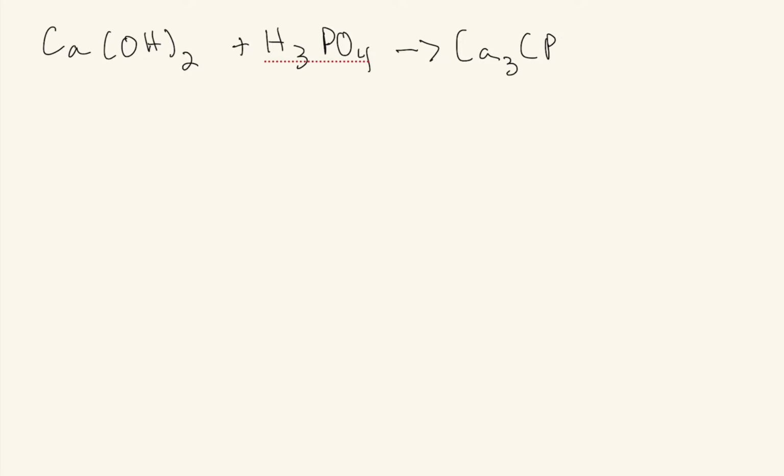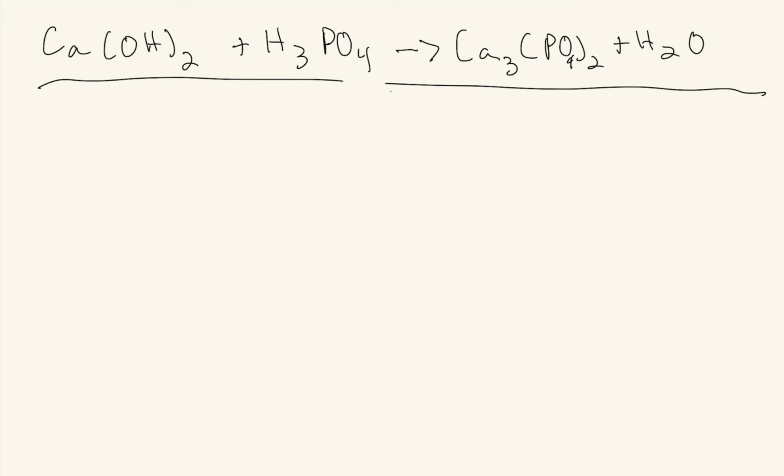Moving on to the last problem of the night. This will be a little harder, but should be doable nonetheless. So we'll have Ca(OH)2 plus H3PO4 creates Ca3(PO4)2 plus H2O. Once again, we'll divide this in half and write down what we have on each side.